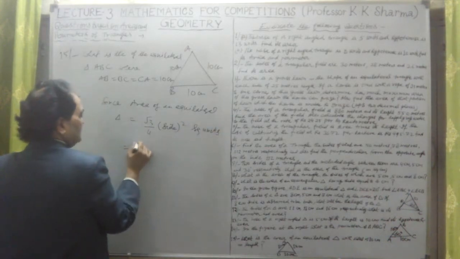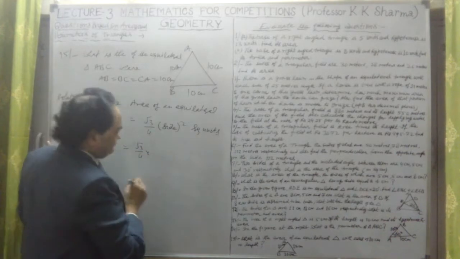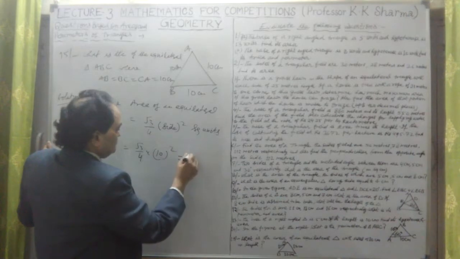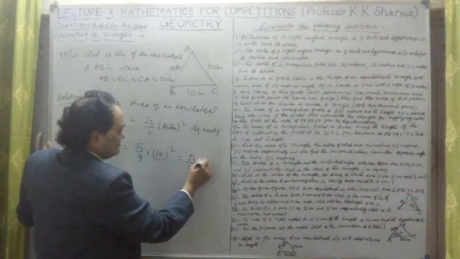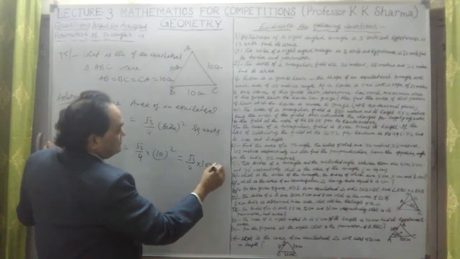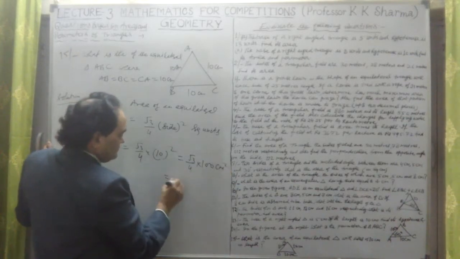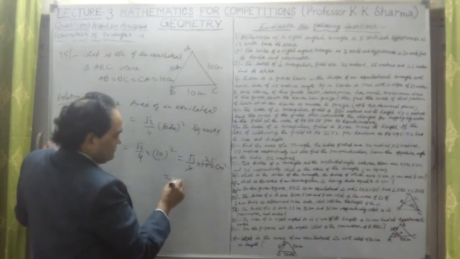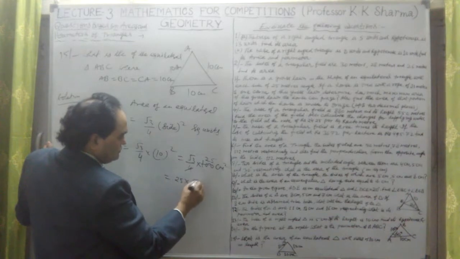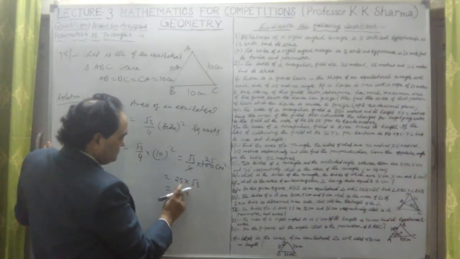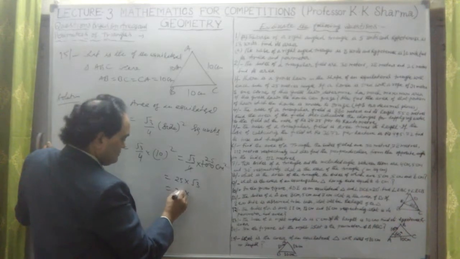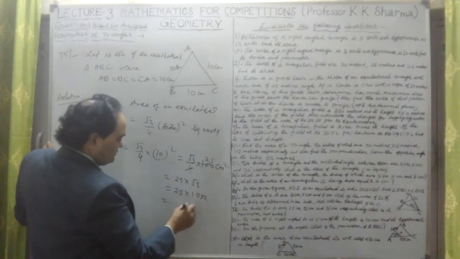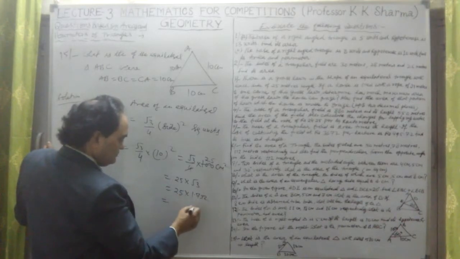Okay, now here we have root 3 by 4 into side square, meaning 10 square. This is root 3 by 4 into 100 square centimeter. So 4 times 25 is 100. This is 25 into root 3. The value of root 3 is 1.732. Multiply this by 25.